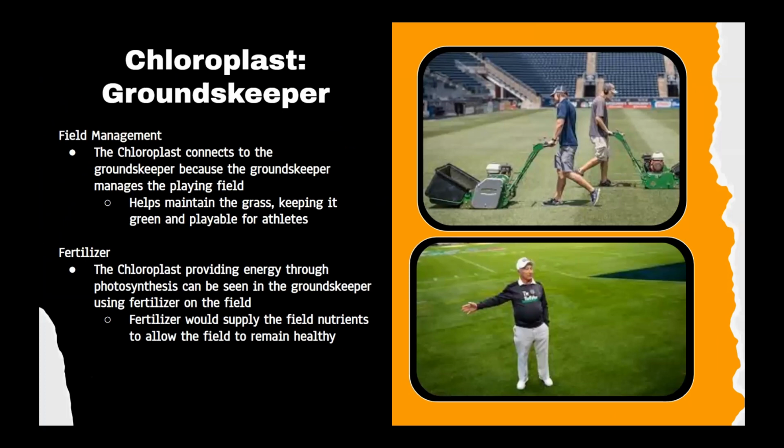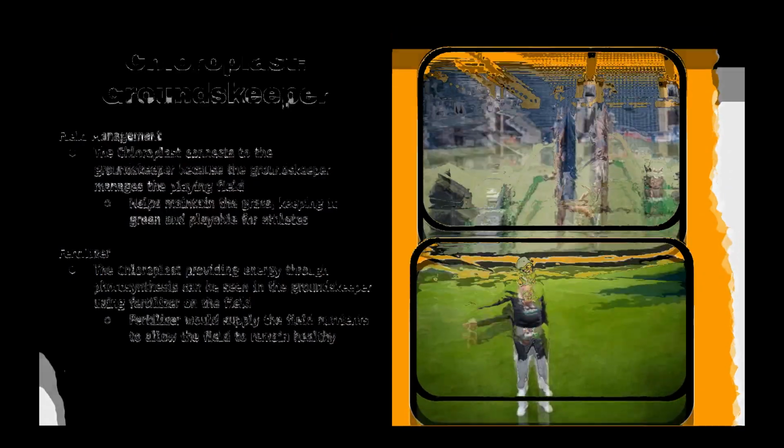So we can relate chloroplast to the groundskeeper. This is because the groundskeeper manages the playing field and helps maintain the grass, keeping it green and playable for athletes. The chloroplast also provides energy through photosynthesis, which can be seen in the groundskeeper using fertilizer on the field. Fertilizer would supply the field nutrients to allow the field to remain healthy.